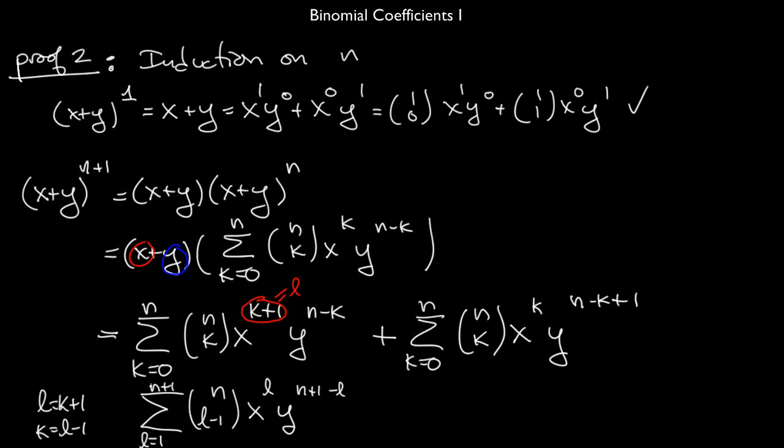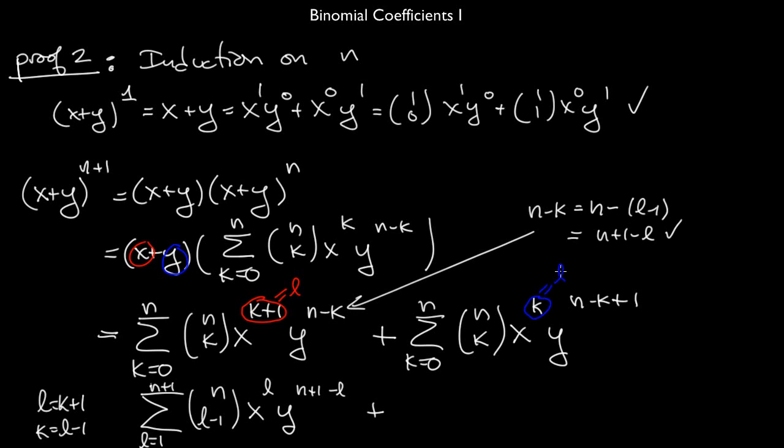So I need to change this n minus k to something involving L. What did I do? I wrote n minus k is equal to, let's see, n minus L minus 1. And that's the same thing as n plus 1 minus L. That's where I got the coefficient of y, the exponent of y.